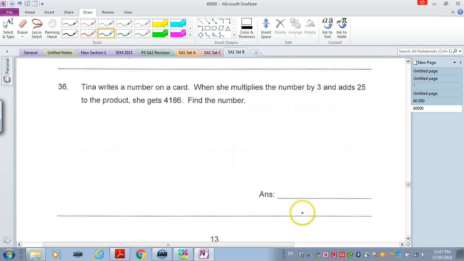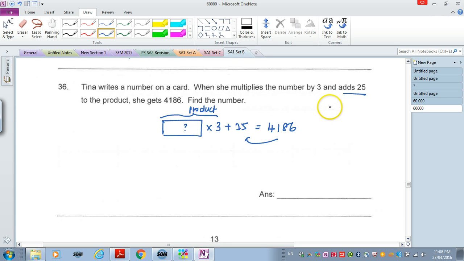Question 36. Tina writes a number on a card. When she multiplies the number by 3, so I know there's a card, I do not know the number. When this number is multiplied by 3 and adds 25, so I plus 25 to the product. This is my product. She would get 4,186. So I know to find this, I need to work backwards.